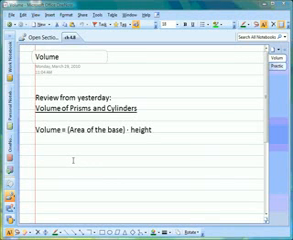Alright, we need to start off by doing a little review from finding the volume of prisms and cylinders. As you remember, the formula that we used is that the volume is equal to the area of the base times the height. So whenever you're looking at one of those polyhedra, you need to look and see what the base is, what shape or what polygon is on the base. Is it a triangle? Is it a square? Is it a rectangle? Or whatever other shape it might be. You need to find the area of that and then multiply it times the height.